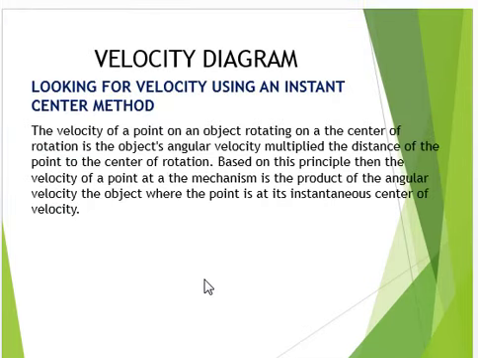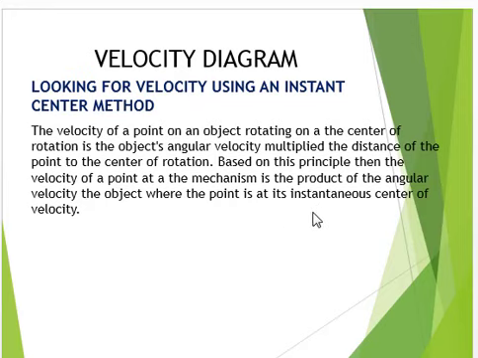This is the definition of velocity using the instant center method. The velocity of a point on an object rotating about a center of rotation is the object's angular velocity multiplied by the distance of the point to the center of rotation. It means the linear velocity is equal to the angular velocity multiplied by the distance or radius to the center of rotation.